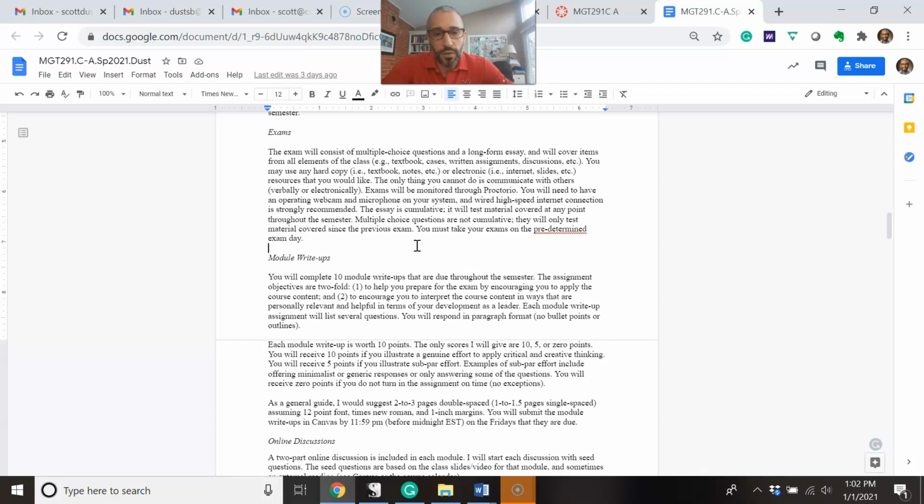Everything's monitored through Proctorio. You'll be able to flip around your screen. You'll be able to go on the internet. You'll be able to do anything and everything while you're in Proctorio, but it'll be recording it to make sure you're not talking to other people or whatnot. So just put your phone away and do your best to be alone, and everything will be fine.